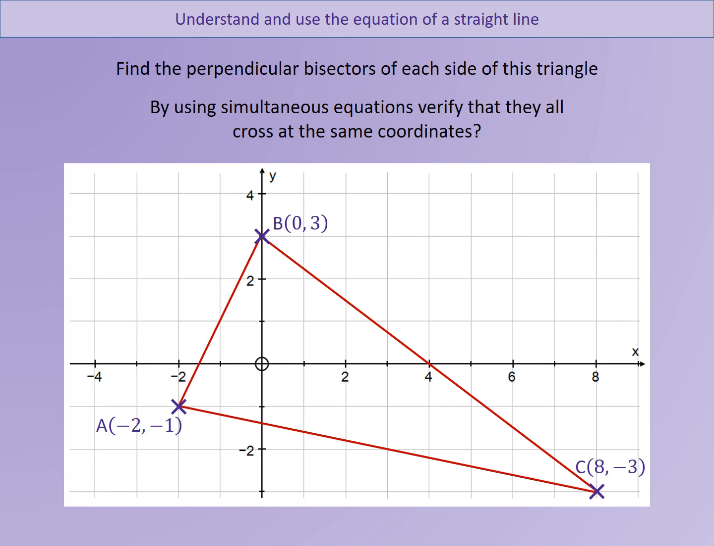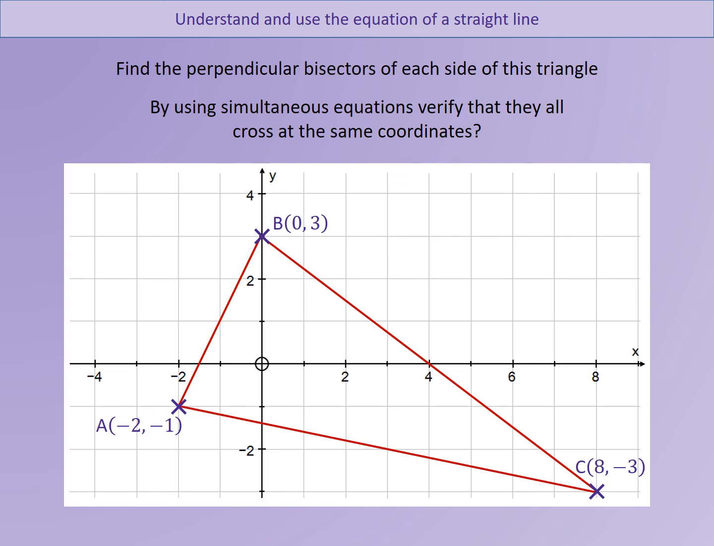So we know about that. We know that if we get the gradient between A and B, we can find the perpendicular gradient. And a bisector means that the line that we need is going to split the line AB in two. In other words, we need to find the midpoint. That's going to be the point that it passes through. So there are 2 jobs to do here. Number 1, find the midpoint between A and B. Secondly, find the gradient between A and B. Then find the perpendicular gradient, and then sub all of that information into y equals mx plus c. And you can do that for all 3 lines.